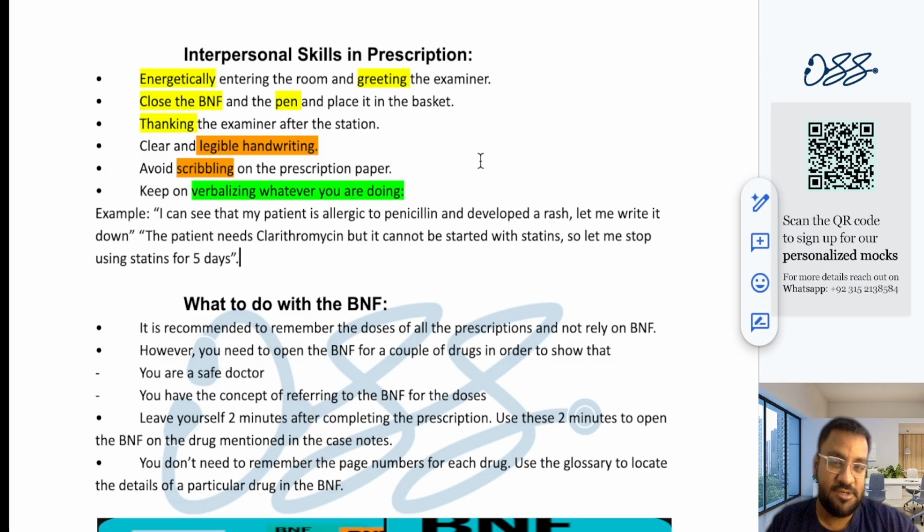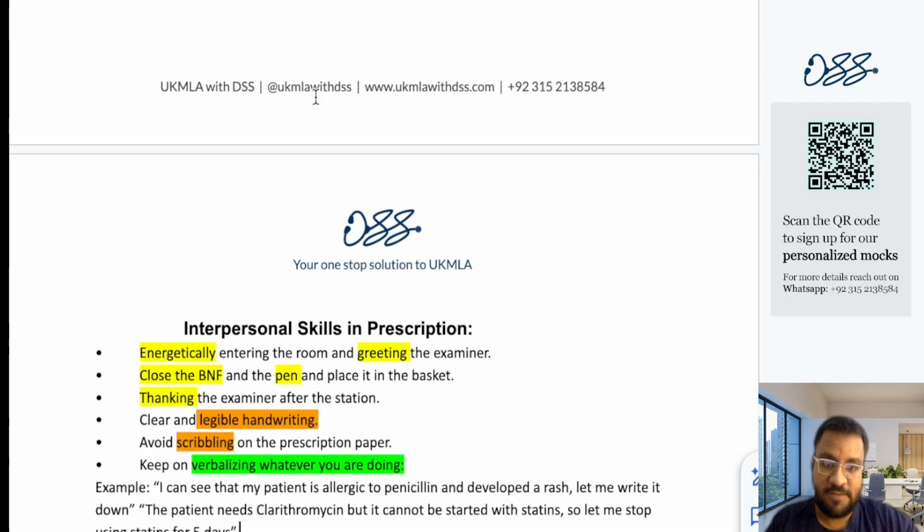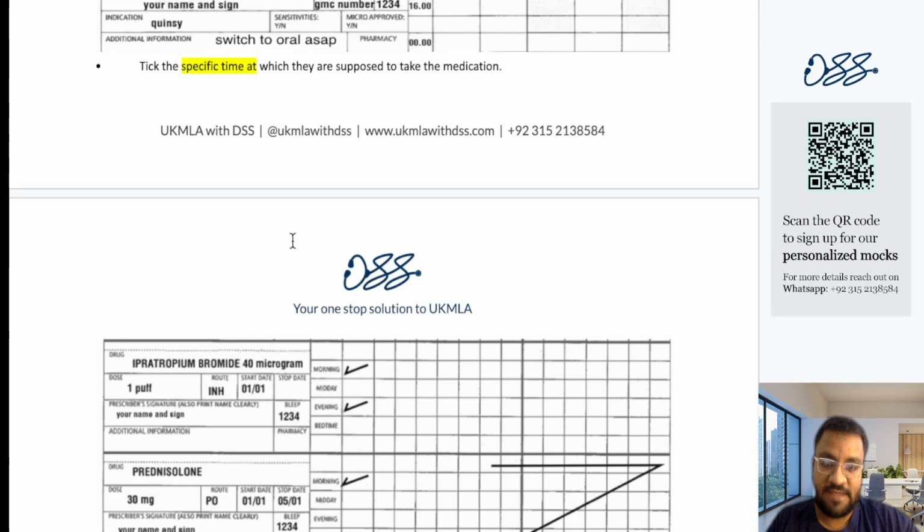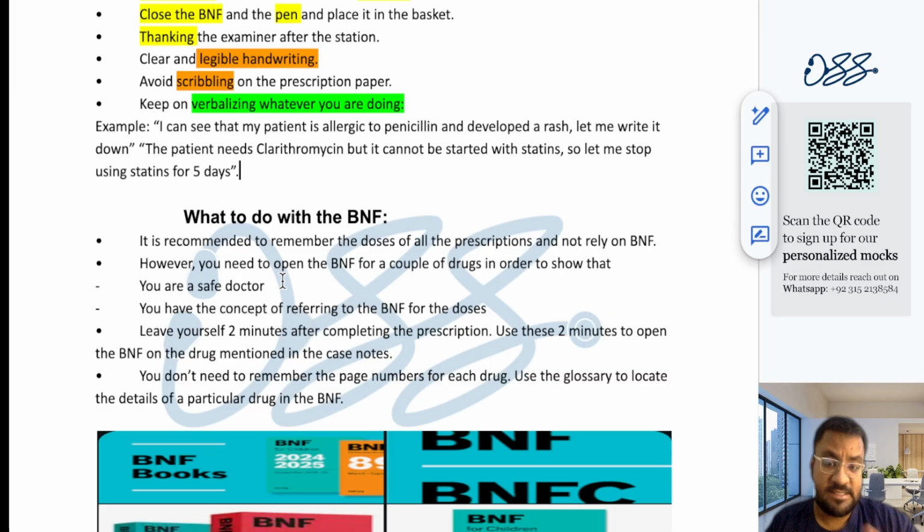Okay, and you do not need to worry a lot about it if you're just able to follow this guidance and these advices. You would be scoring a 4 on your IPS or a 3 on your IPS automatically, and then you would just need 3 marks more to clear the prescription station. Which you can very easily achieve by writing the drugs in the way that I have taught you. So this is something that is going to make your life so much easier.